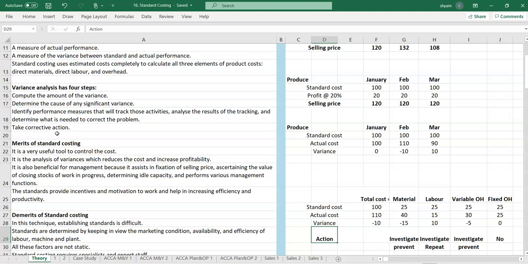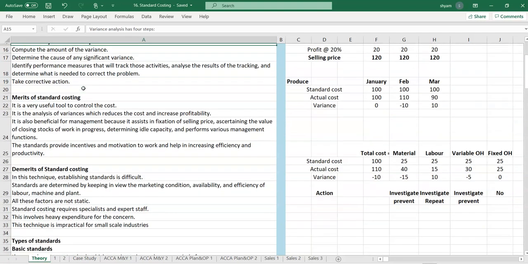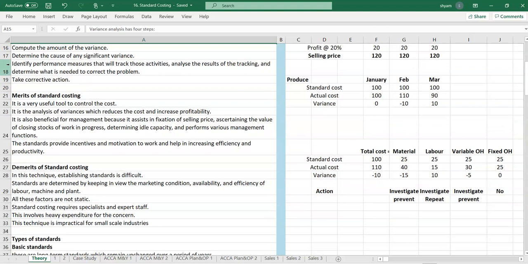So that's about, I think, that we have done. So variance analysis, I hope you have understood it. So what is the benefit of doing this standard costing in the first place? It is a very useful tool to control the cost. Okay, so we have set a standard and our cost should go only up to that standard. It should not go beyond that.